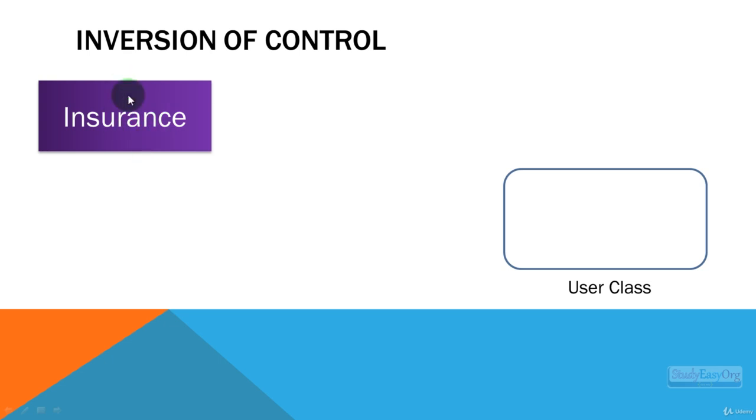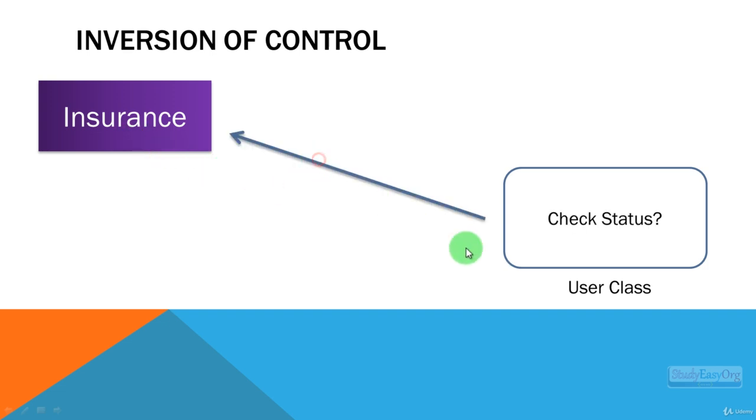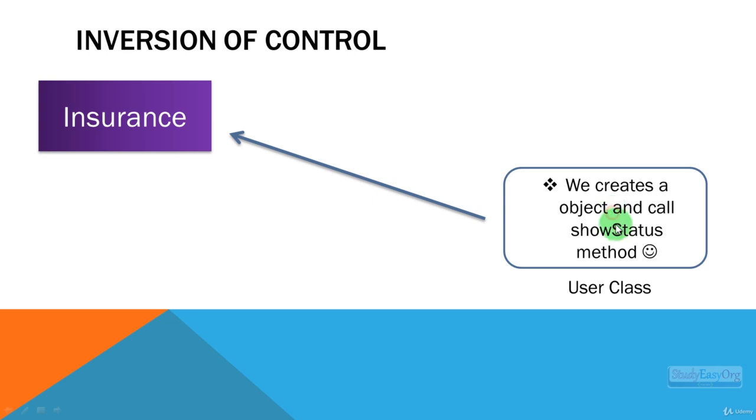Currently, we have this insurance interface and a couple of classes which implement this interface, right? And whenever we would like to check the status of the insurance, we simply create an object of the class based on this interface, and we call this show status method, right? Which is very simple, and it's the plain old Java object mechanism, POJO mechanism.